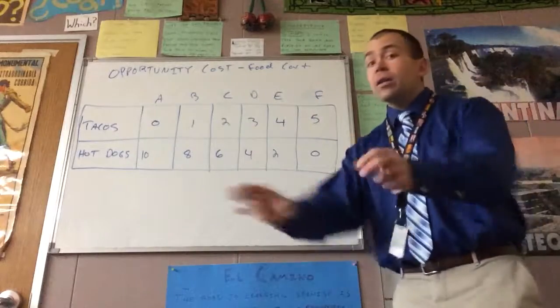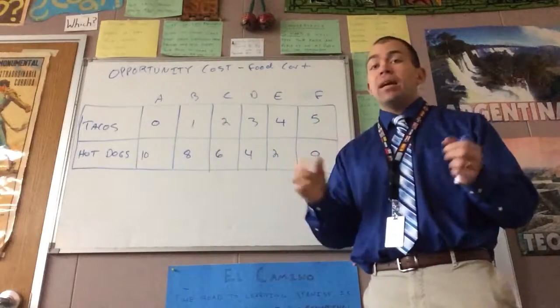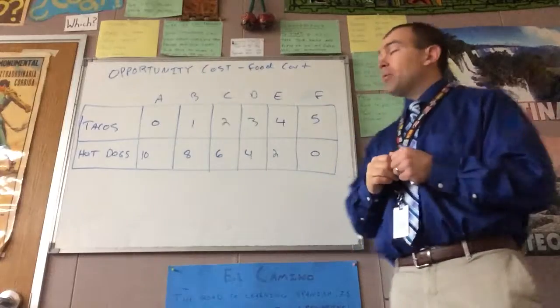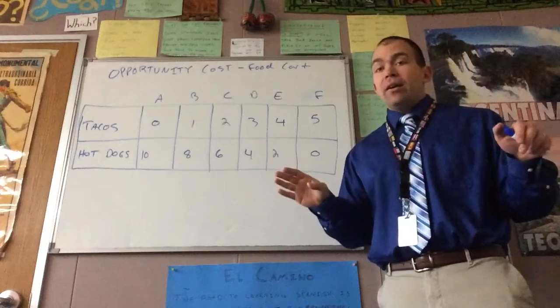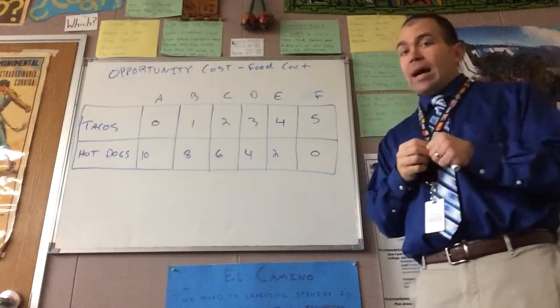Or you could go all in on tacos. Let's say you're making bank on tacos. Okay, tacos are really making money for you. You can make 5 tacos, but then you can't make any hot dogs. So this then represents the opportunity cost.